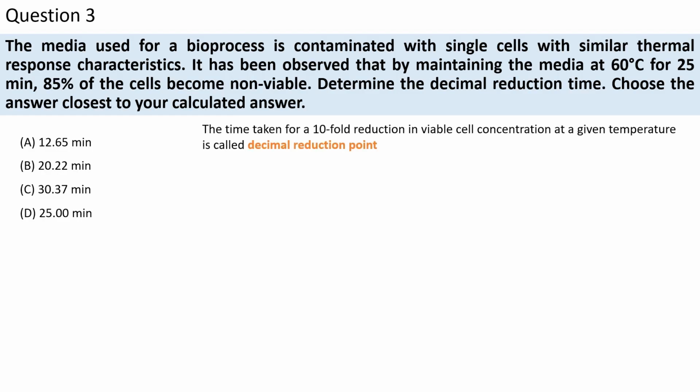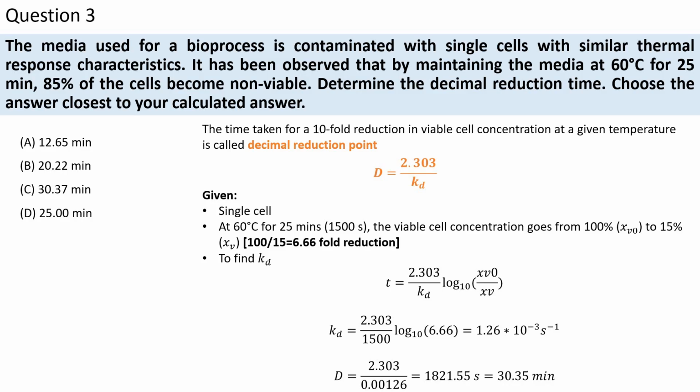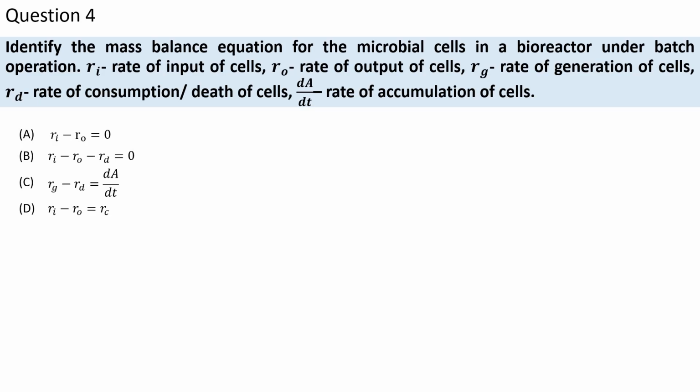The decimal reduction time is the time taken for a 10-fold reduction in the viable cell concentration at a given temperature, and this is the formula. As we have to find out Kd, we have taken this formula: t is equal to 2.303 divided by Kd, log of Xv naught divided by Xv. We found Kd, and when we substituted Kd in the decimal reduction time equation, we got the answer 30.35. Okay, moving on to question 4.